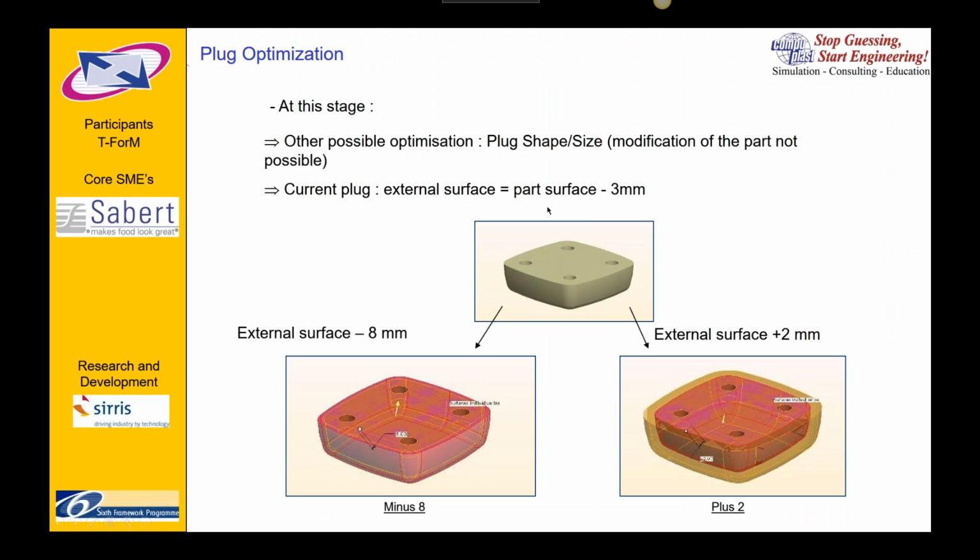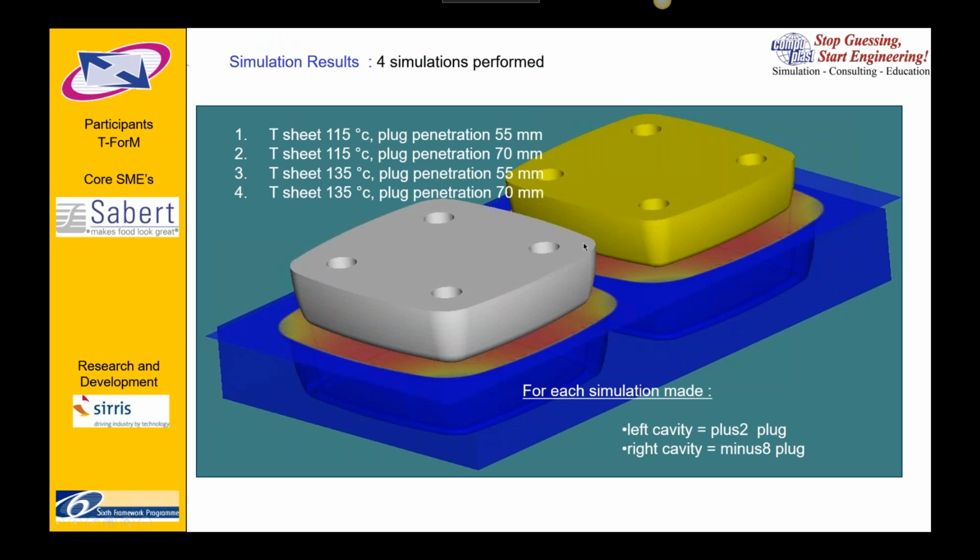But this time they also added the optimization of the plug shape. Here you can see the external surface of the plug is made smaller by 8 millimeters or larger by 2 millimeters. So they adjusted the plug size. Then they ran a series of experiments where they had the two cavities isolated, with different temperatures and different penetration depths.